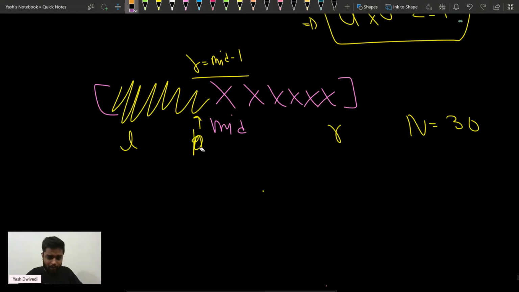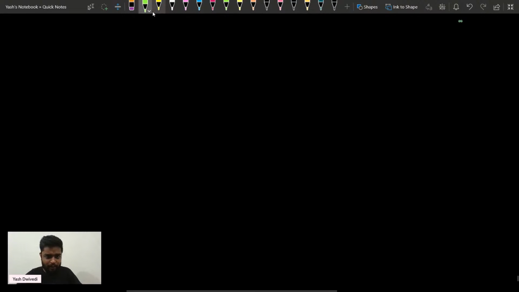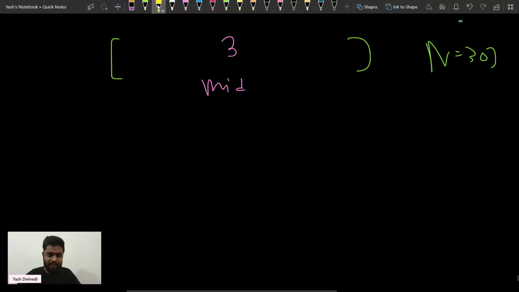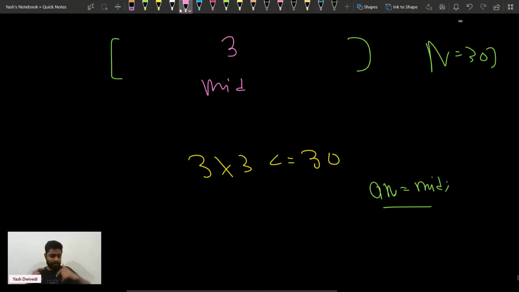Okay. So if you observe this particular thing, suppose n is equal to 30 here, and suppose your mid is standing at 3. Then 3 into 3 is lesser or equal to 30, so in that case you will store mid as the answer, and I'll now search in the right side. I'll search for a higher value. If mid into mid is lesser or equal to 30, then I'll search in the right side.